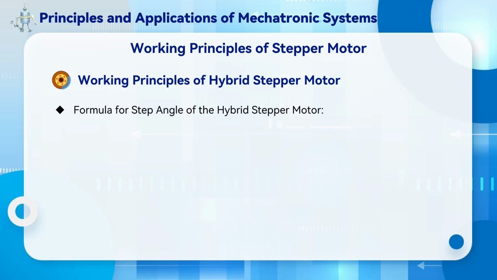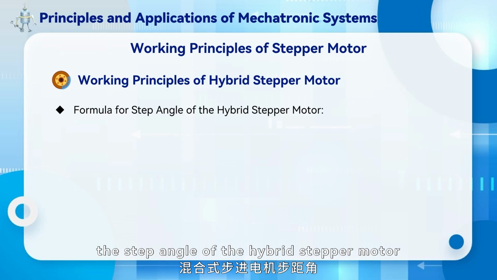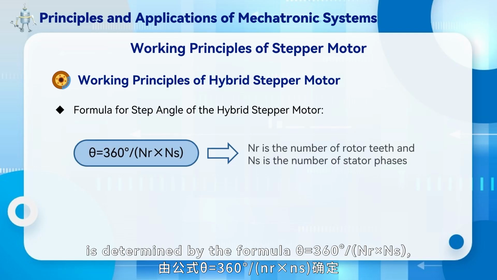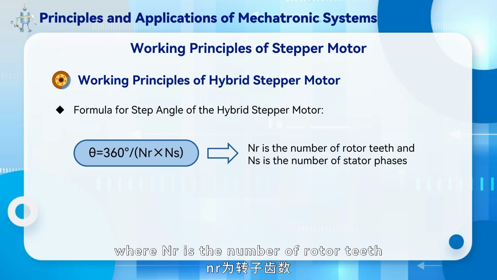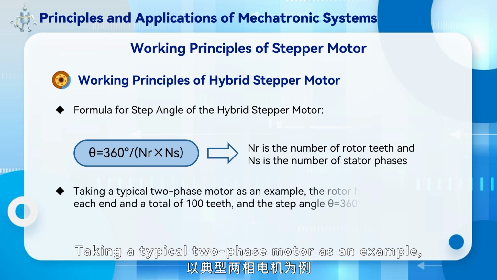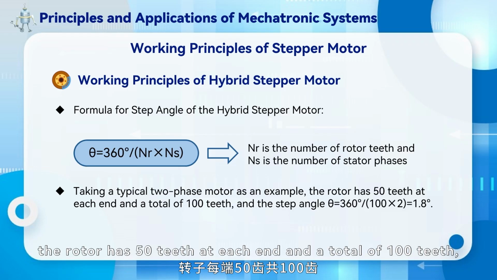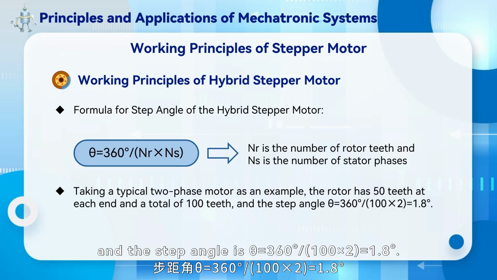In addition, the step angle of the hybrid stepper motor is determined by the formula theta equals 360 degrees divided by NR times NS, where NR is the number of rotor teeth and NS is the number of stator phases. Taking a typical two-phase motor as an example, the rotor has 50 teeth at each end and a total of 100 teeth, and the step angle is theta equals 360 degrees divided by 100 times 2 equals 1.8 degrees.